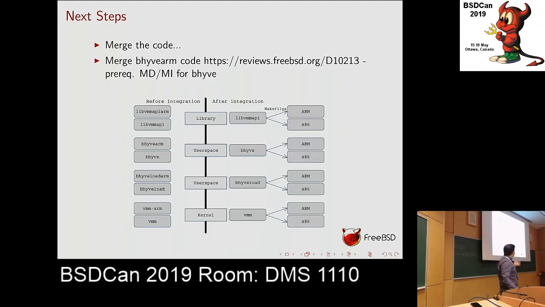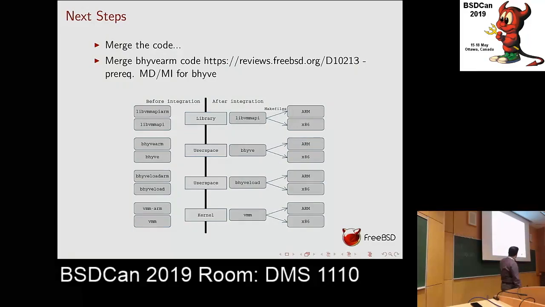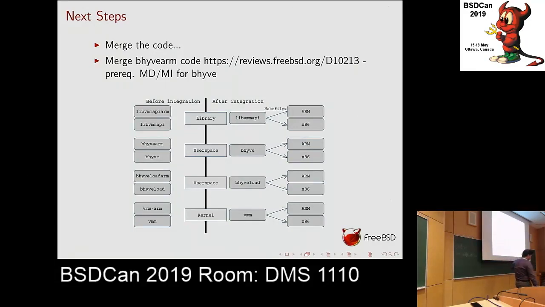The next steps are merging the code. We have an open review from 2016 or 2017. We addressed all the comments, but the last issue was the fact that Bhyve was not designed to be multi-architecture, so we did not have the machine-dependent split. What we have done, as you see here, is duplicate the code into different folders, and this is not okay from the structure point of view. So what we have done here is create the folders for ARM and x86 and provide the makefiles. But at this point, this isn't enough.